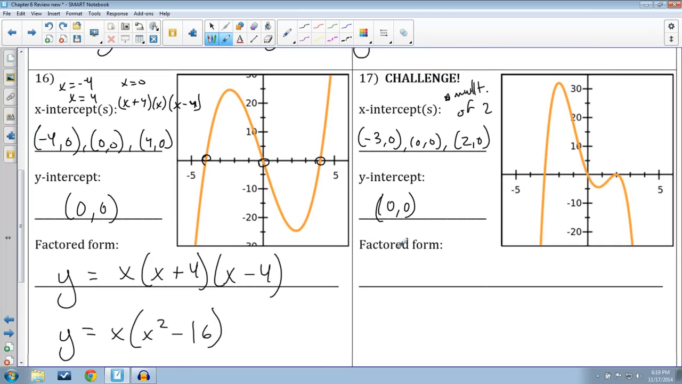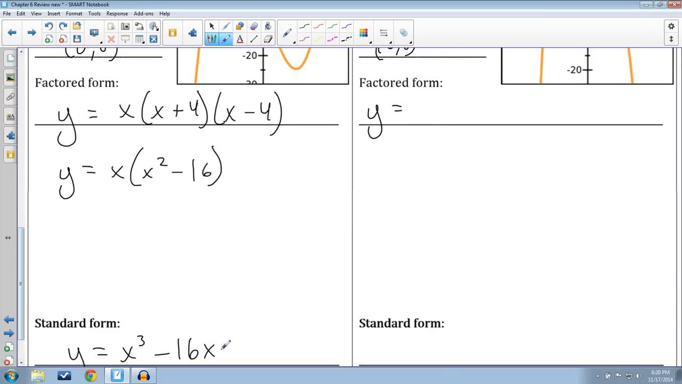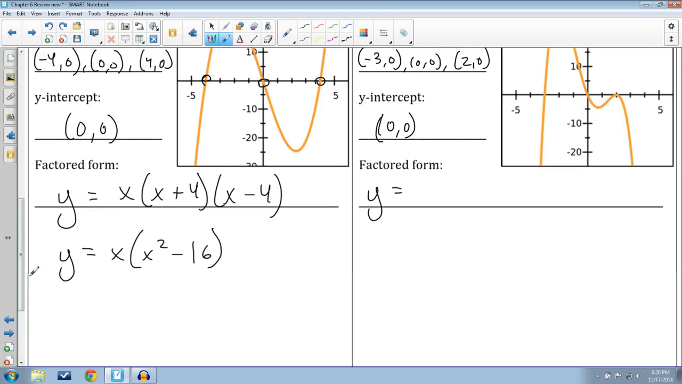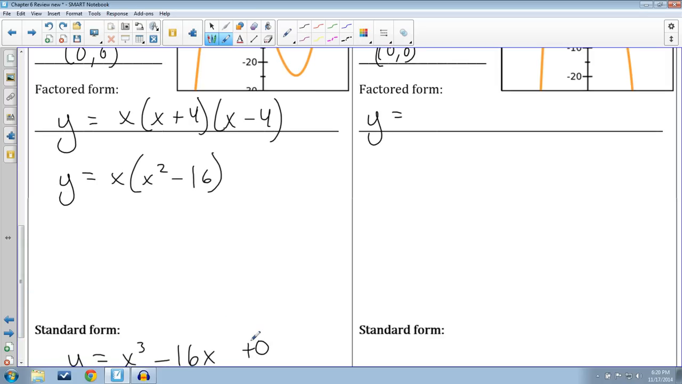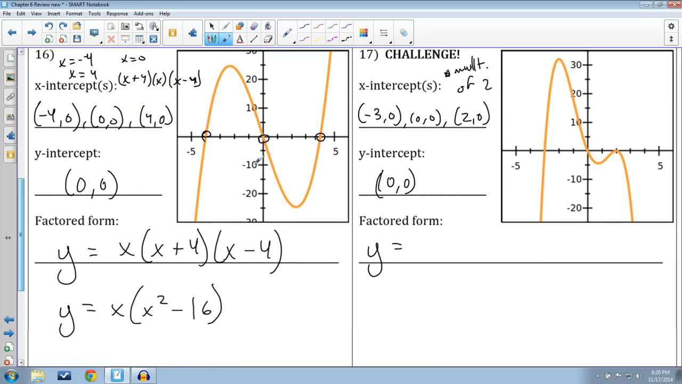Factored form. So what do you have here? First of all, no constant value. And you might have noticed I shouldn't have a constant value here. My y-intercept was 0. I should have plus 0 at the end. So if you screwed up somewhere, double check that. I shouldn't have a constant at the end of this either. Okay.